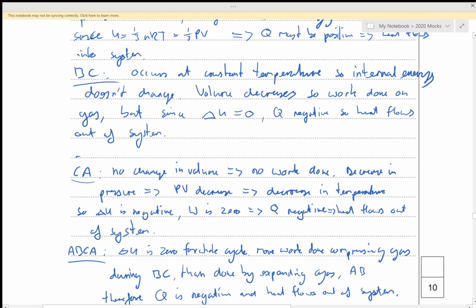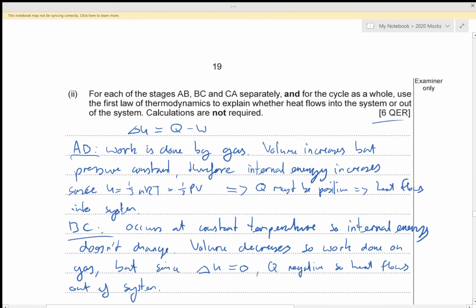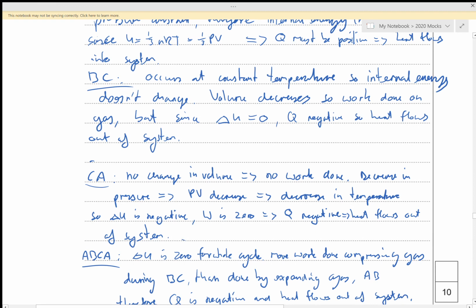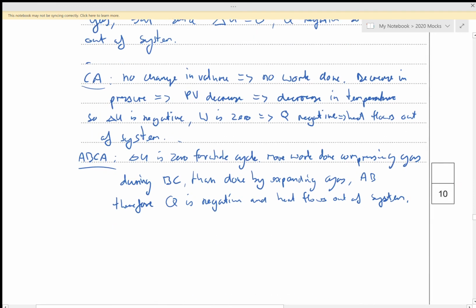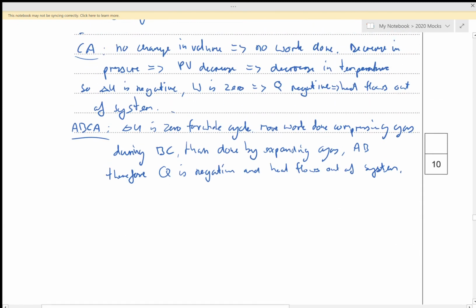Okay, so let me just check that we've addressed what we've been asked for. We've done the stages separately, and it is in bold, and we've done it for the cycle as a whole. We've used the first law of thermodynamics. We have explained whether heat flows into the system or out of the system at each point. So we've said heat flows into the system, heat flows out of the system, heat flows out of the system, heat flows out of the system. So I think we've addressed all the points, and it looks like that's the last part of the question.